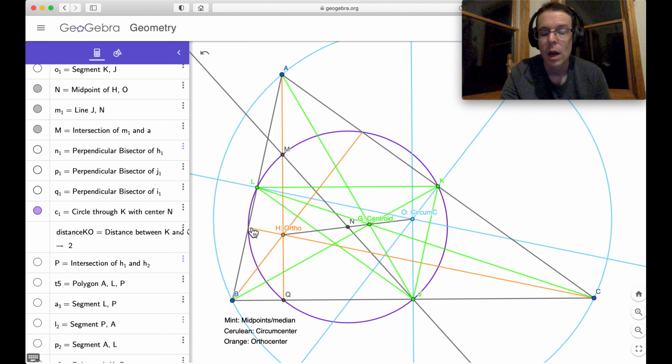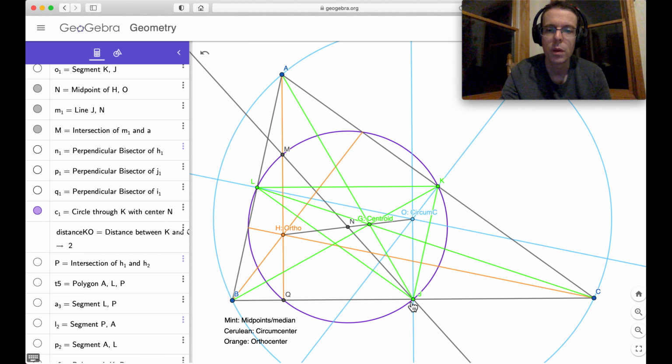And so finally, we've reached our 9 points, and it's time to put some vocabulary to this. N, this key point, which is originally defined either as the midpoint of HO or as more simply the circumcenter of the medial triangle. This point N is called the 9-point center. And the circle, which is in fact the circumcircle of the medial triangle, is called the 9-point circle because it has 3 triples of interesting points that lie on it.